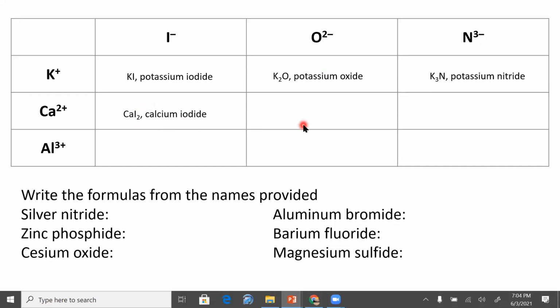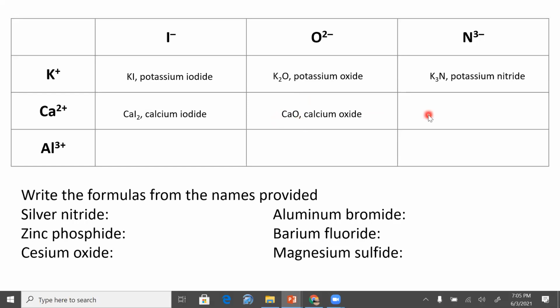All right, so let's try this one. Calcium and oxygen. This is a little bit tricky. Think about what we talked about a couple classes ago. Excellent. +2, -2, but we want to simplify them. We only need 1 calcium and 1 oxide to make a neutral compound. And our formula is CaO, calcium oxide.